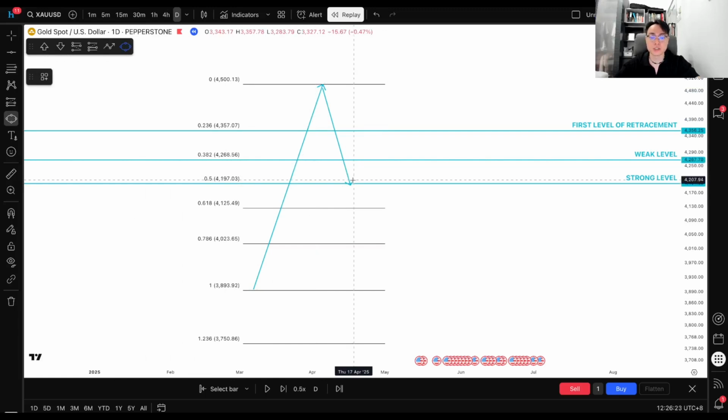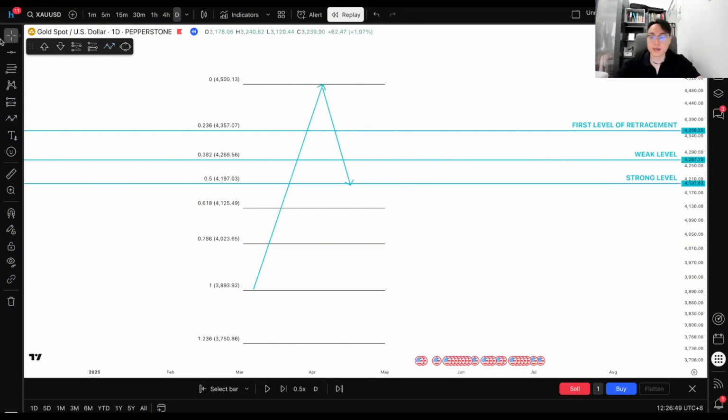It can potentially form a support right here and continue to go up, continue the bullish trend, depending on other confluence. One thing about Fibonacci is that it helps us find out the daily bias and trend, but we also need to look at the other confluence at the end of the day. So this is the 0.5 Fib level.